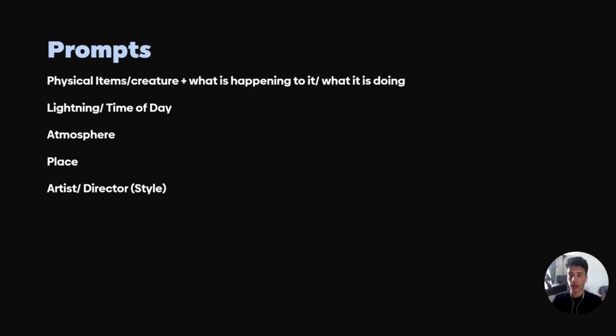And that is physical items, creatures plus what's happening to the creature, what it is doing, the lighting, time of day, the atmosphere, and the place. As you can see, those three options are all in relation to the environment, right? So what place are we in? How is the atmosphere looking? And the lighting, what type of light is coming in? Is it, for example, rays from the sky? Is it not rays from the sky? Is it morning?